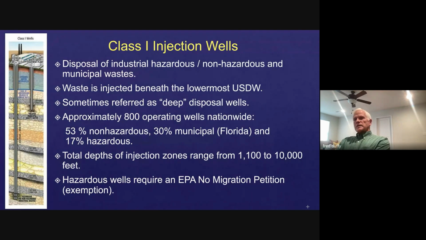Then when it comes to the second string or the productive string of casing, that's going to be set to TD, where the waste is going to be injected. And once again, when they pump cement, it's required that they pump cement from the bottom to the surface.